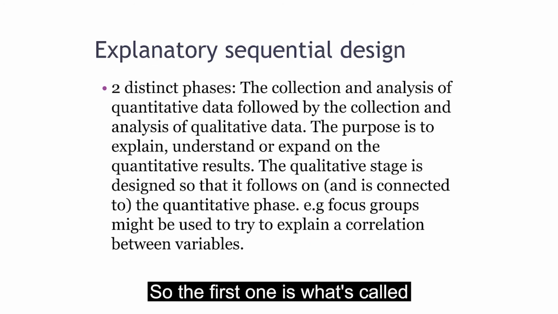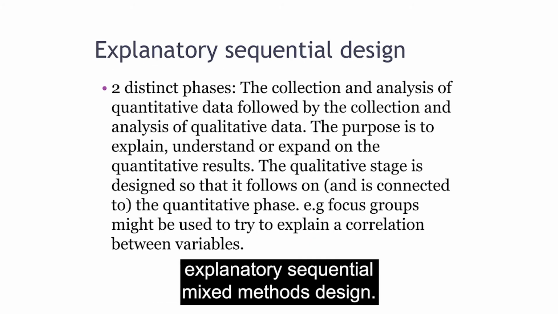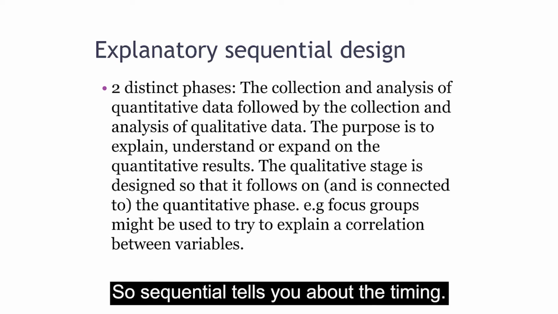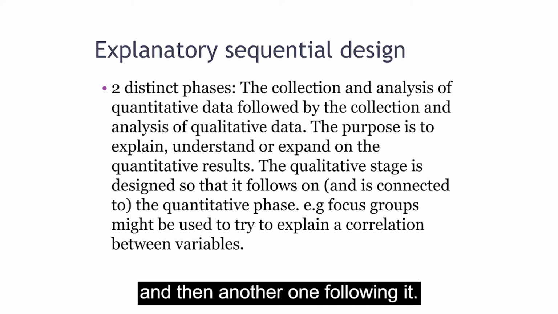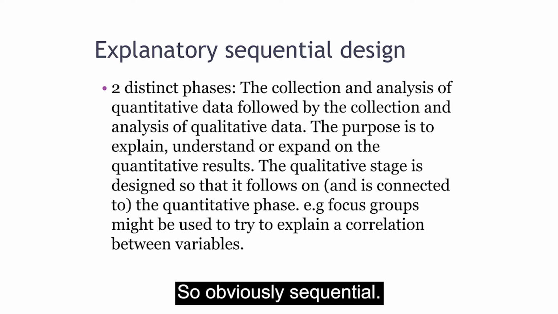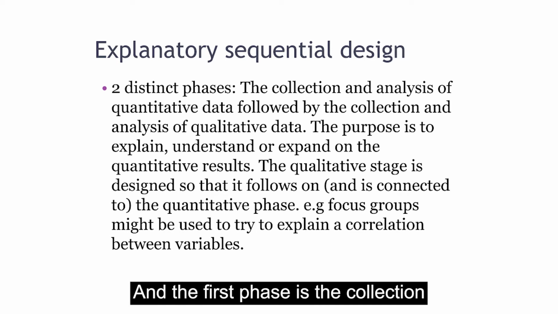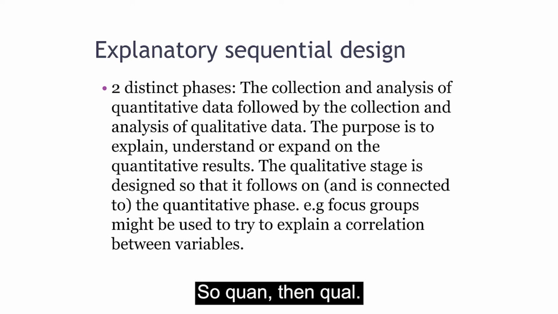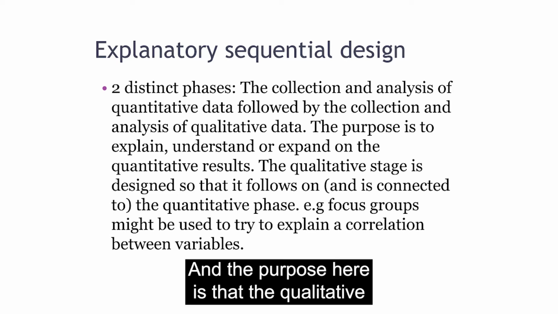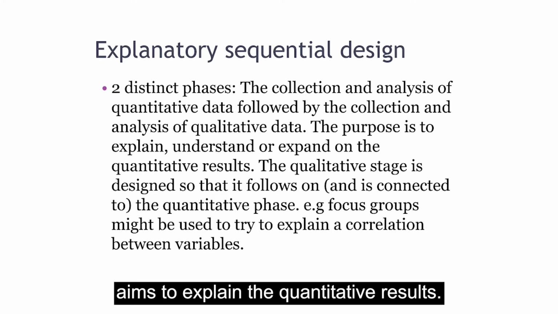The first one is what's called the explanatory sequential mixed methods design. Sequential tells you about the timing. It tells you that there's one data collection and then another one following it. So there are two distinct phases: the first phase is the collection and analysis of quantitative data, followed by the collection and analysis of qualitative data. So quan, then qual. The purpose here is that the qualitative aims to explain the quantitative results.